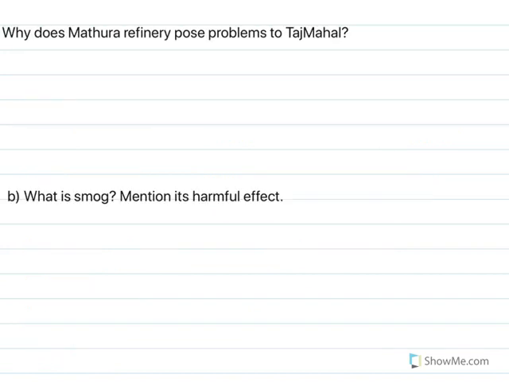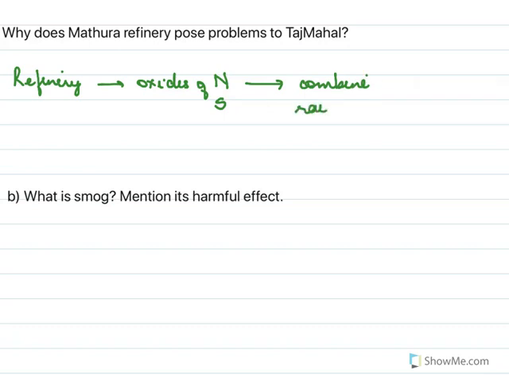Why does Mathura refinery pose problems to the Taj Mahal? Now, from the refinery, there are oxides of nitrogen and sulfur given out. These oxides of nitrogen and sulfur, they combine with rainwater to give acid rain, form nitrous and nitric acid. This acid rain then affects the marble of the Taj Mahal.